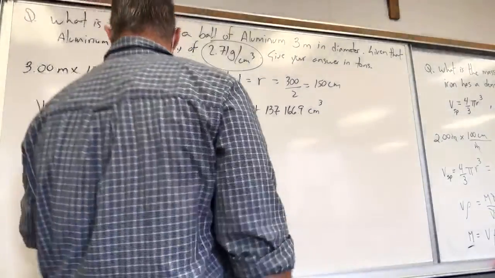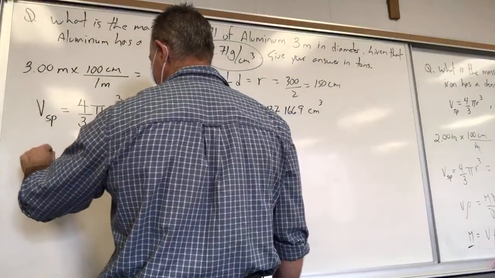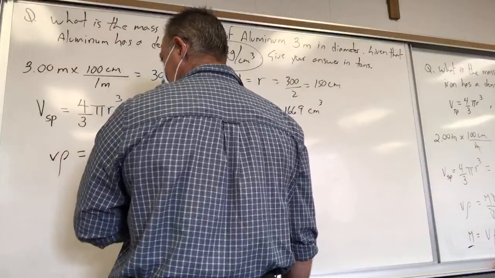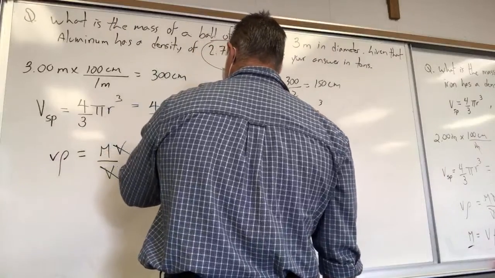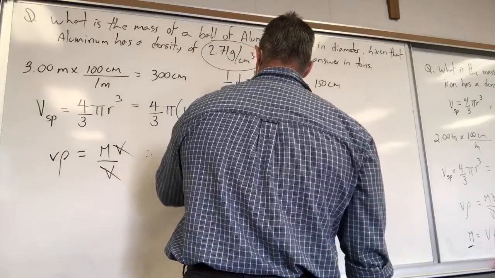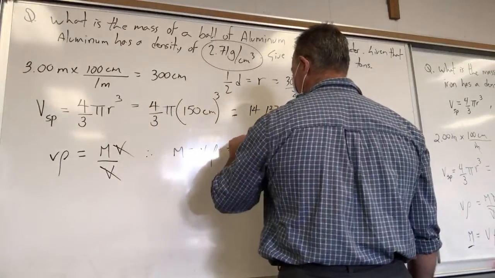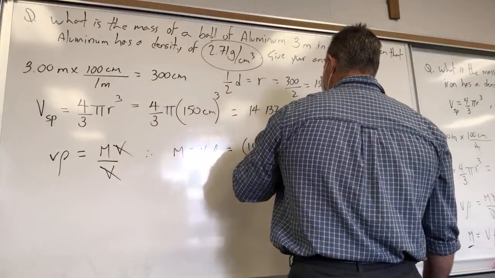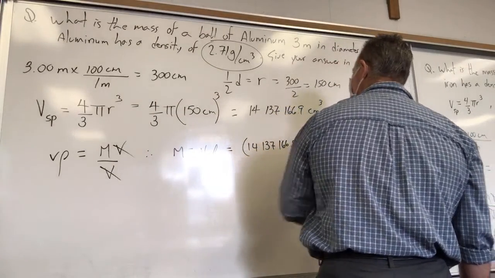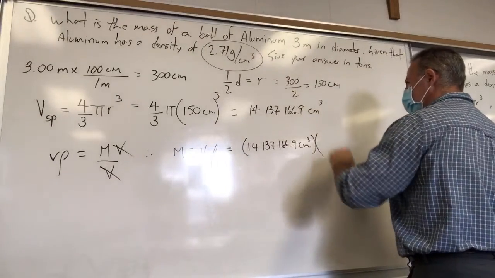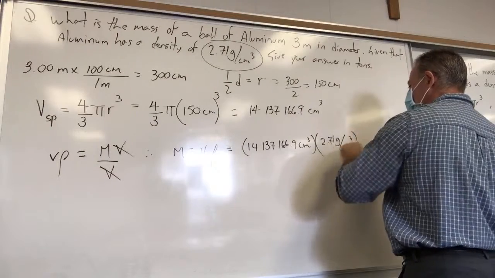So how do we isolate the variable? We'll multiply by whatever we want to get rid of on both sides. That gets rid of the v. So therefore, the mass is equal to the volume times the density. And we've got both of those numbers. The density is this, and the volume we just calculated. So we're going to plug it in now, 14,137,166.9 centimeters cubed times the density, 2.71 grams per centimeter cubed.